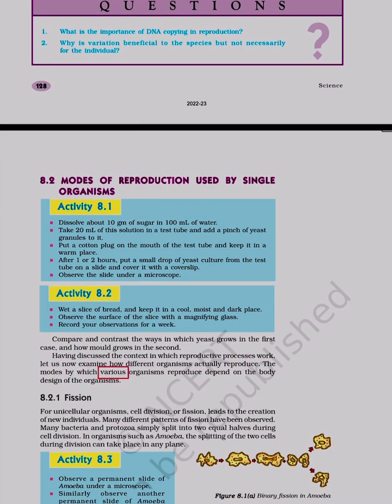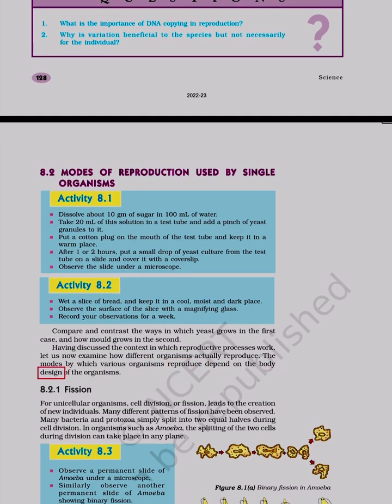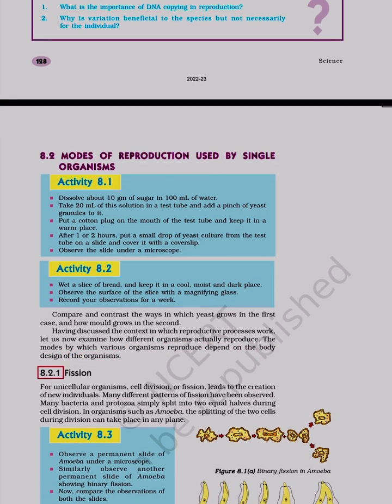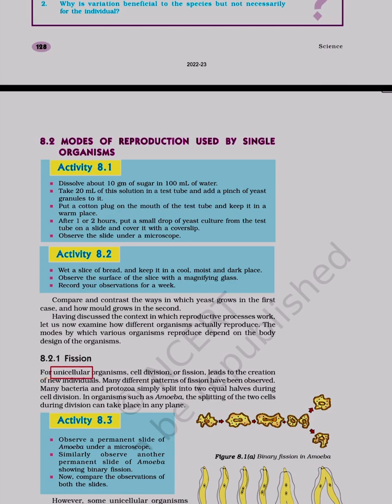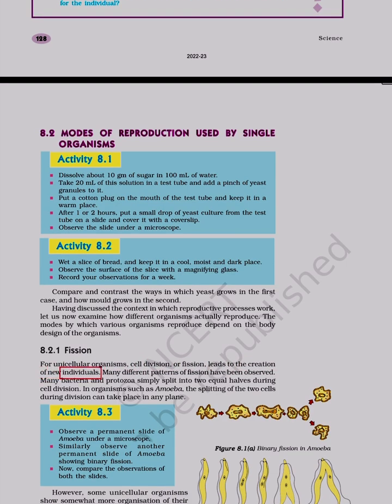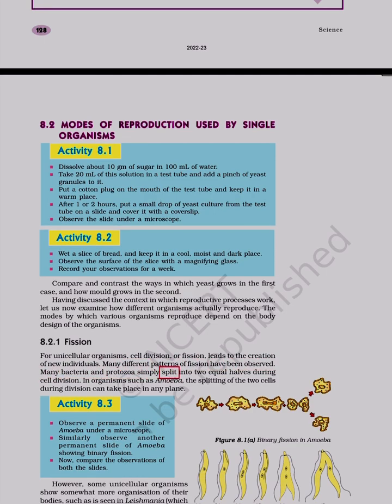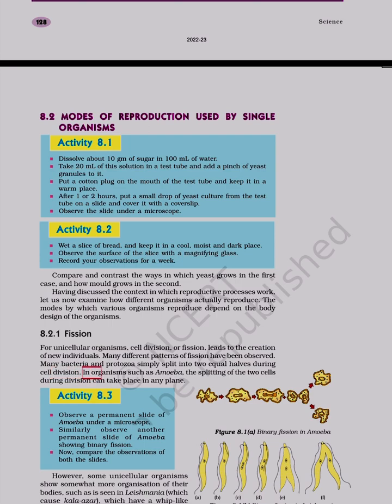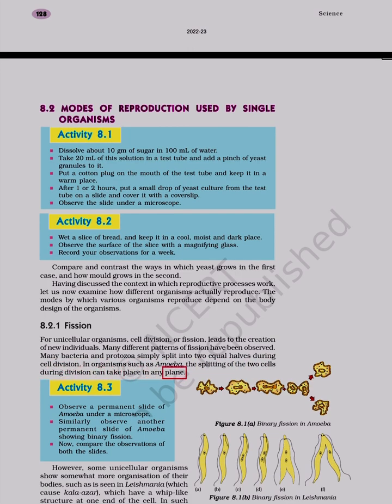The modes by which various organisms reproduce depend on the body design of the organisms. 8.2.1 Fission. For unicellular organisms, cell division, or fission, leads to the creation of new individuals. Many different patterns of fission have been observed. Many bacteria and protozoa simply split into two equal halves during cell division. In organisms such as amoeba, the splitting of the two cells during division can take place in any plane.